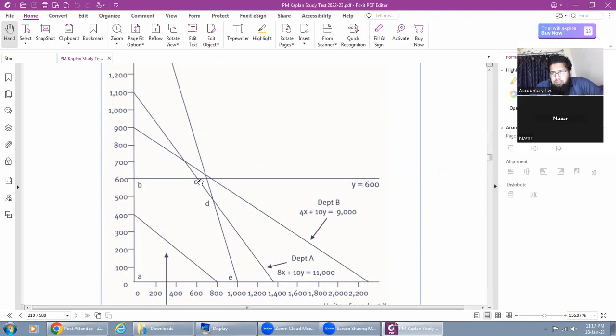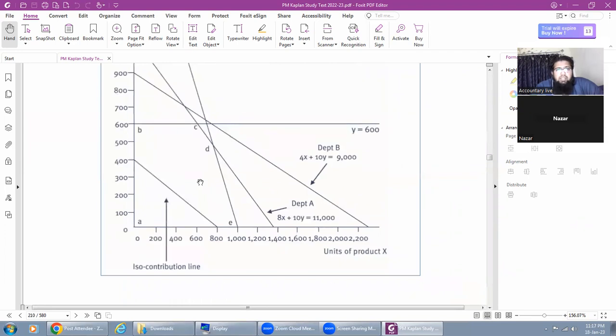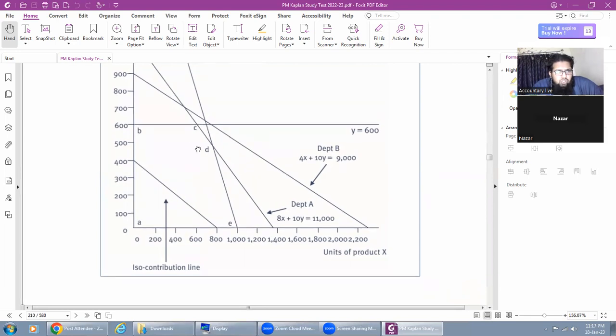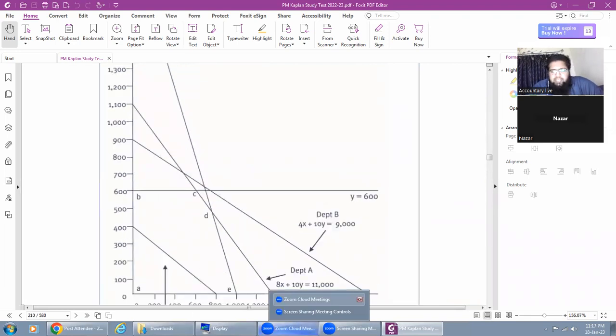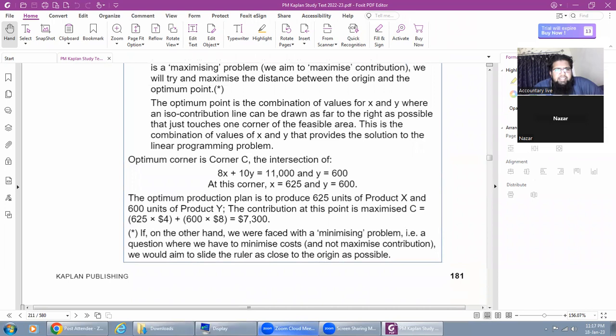At C, you can see that we have 600 units of Y. And if we just draw the scale here, maybe there are 600 units of X. At this corner, we have 625, near to 600, and Y equals 600. Then this is the maximum point at which we have the maximum profit, maximum contribution. That is 7,300: 625 multiplied by 4, and 600 multiplied by 8.